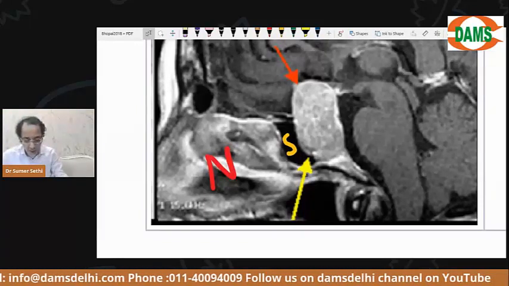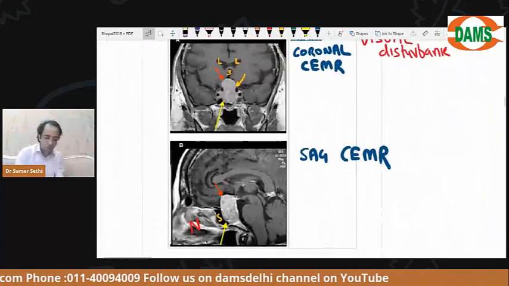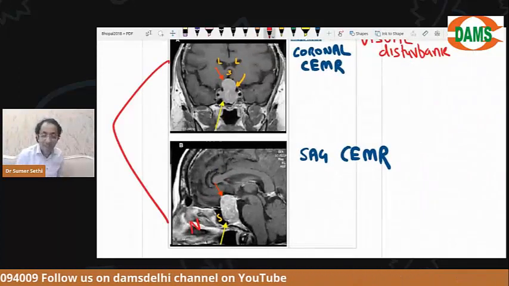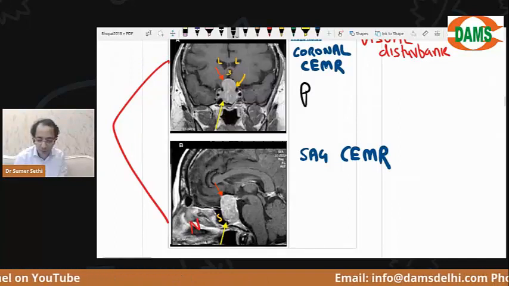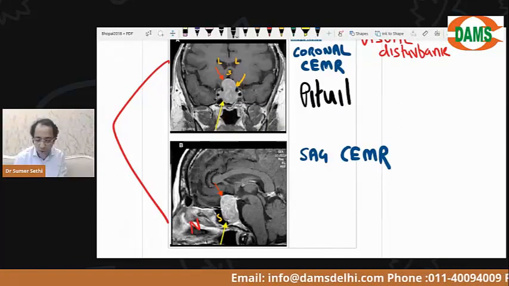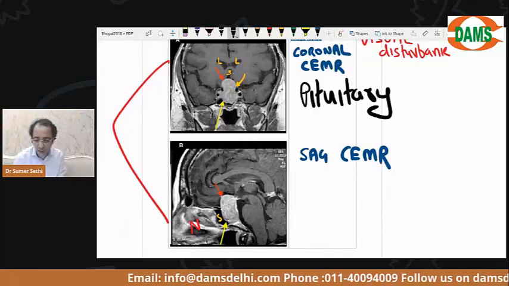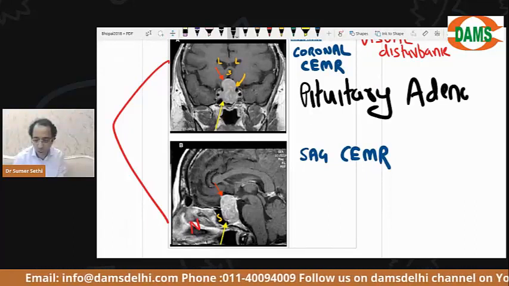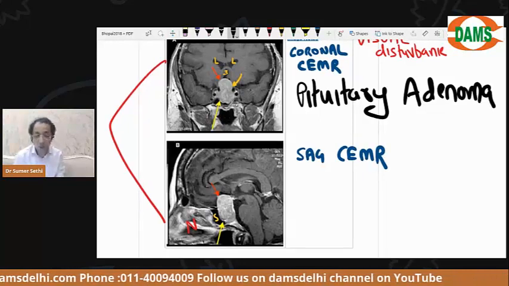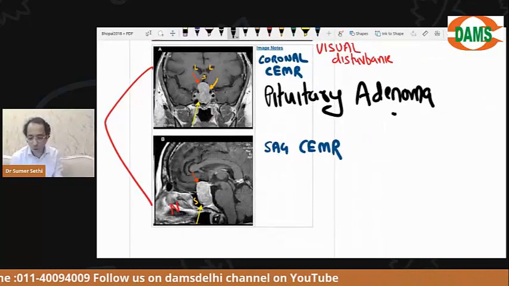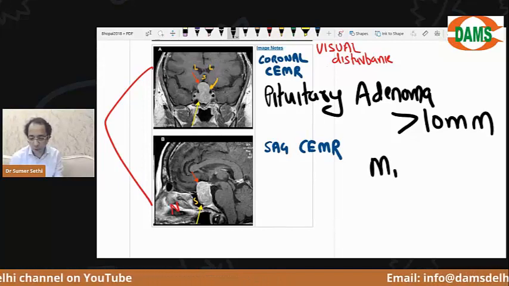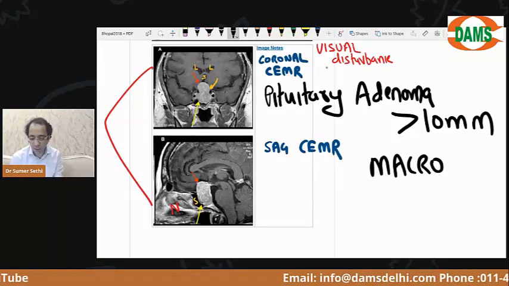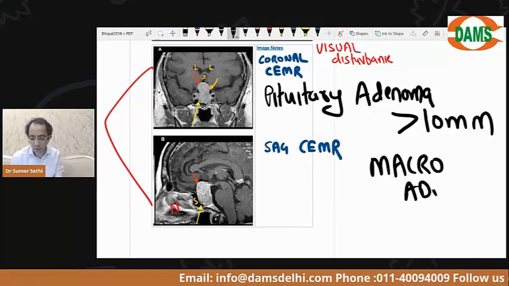Okay, anybody guess? Now tell me. Same patient, two images. What do you think? It is a pituitary tumor. Okay, so below the optic chiasma, above the sphenoid sinus is a pituitary. So we say pituitary adenoma. And it looks like a large pituitary adenoma, more than a centimeter, more than 10 millimeter, we'll call it macroadenoma. Less than 10 mm, we will call it microadenoma.